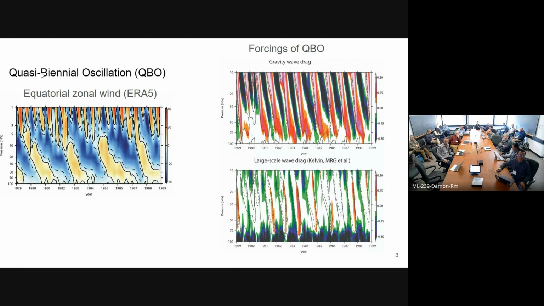So first, the introduction of the QBO. QBO is the quasi-biennial oscillation in the stratosphere. From the observation, we can see the westerly and easterly wind regimes propagate downward from the upper stratosphere to the lower stratosphere with a period of about 28 months. The QBO is driven mainly by 2 forces. One is the gravity wave drag, which is parameterized in the model. Another is the large-scale wave, which is resolved in the model, such as the Kelvin wave, MRG wave, etc.